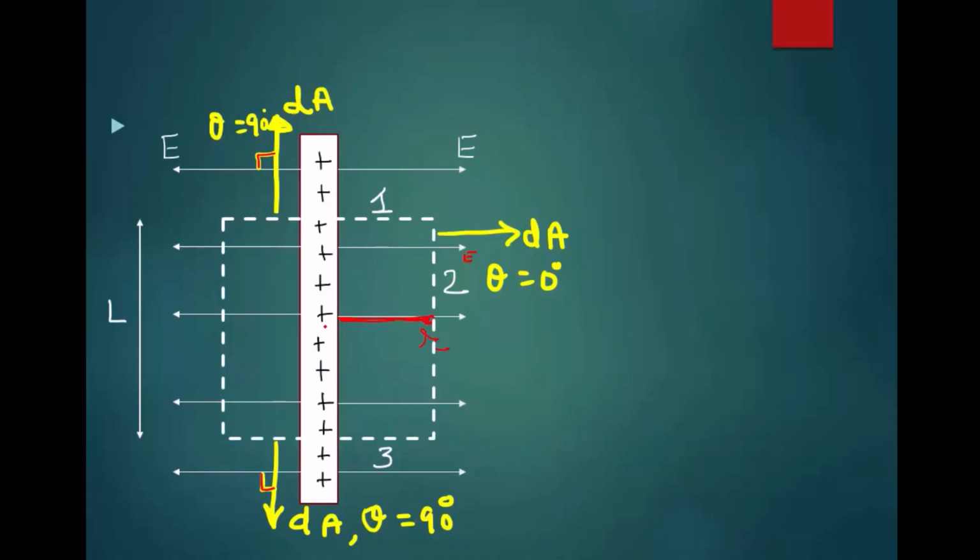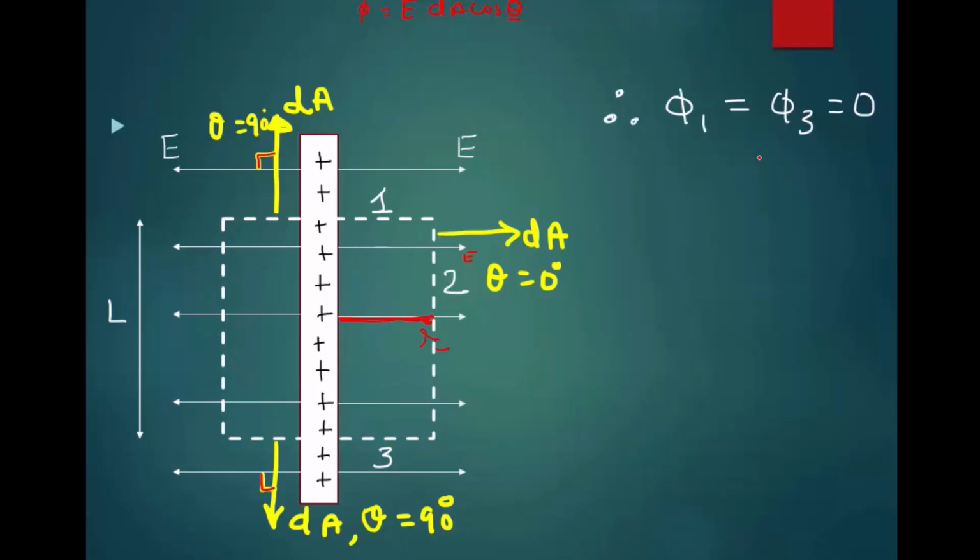So the flux due to these two surfaces, surface number 1 and surface number 3, will be 0, because the formula for flux is E dA cos theta. If theta is 90 degrees, cos 90 is 0, so flux will be equal to 0. And therefore I can say that phi 1 equals phi 3 equals 0. That is, the top surface and the bottom surface flux is 0.